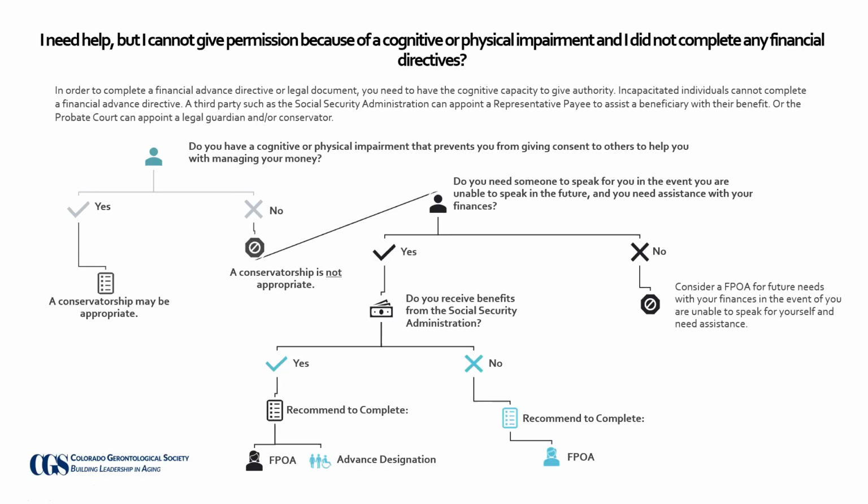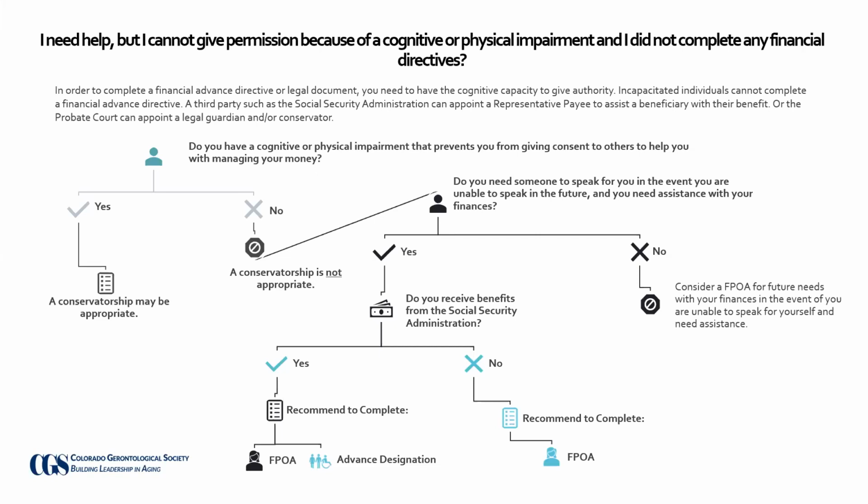Also, this leads us to the legal piece. When someone needs help, but they haven't given permission before they need help, then we get into the legal arena. The legal arena has two different areas: the legal guardianship and conservatorship. So some states have those two as one. Colorado decided to separate them.